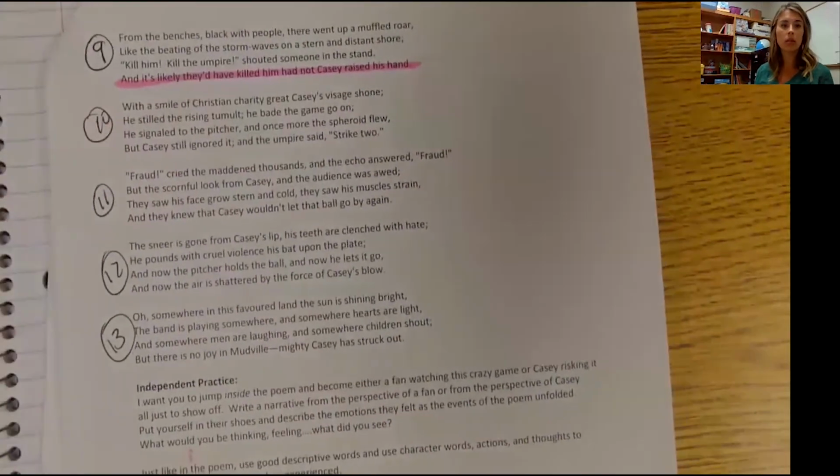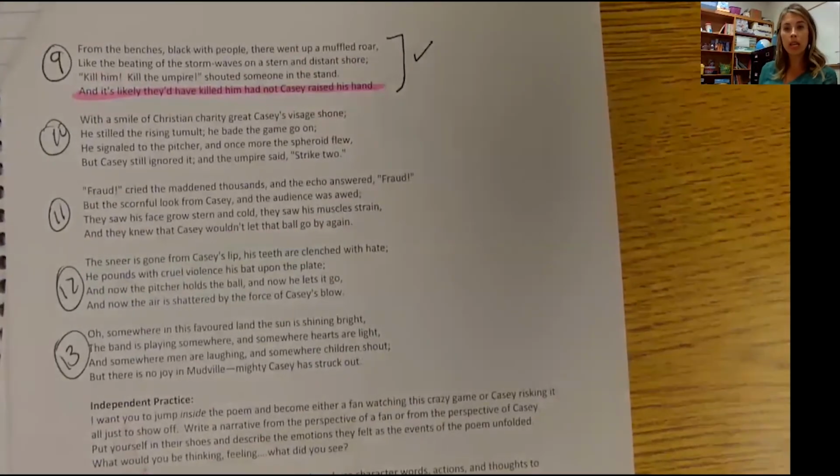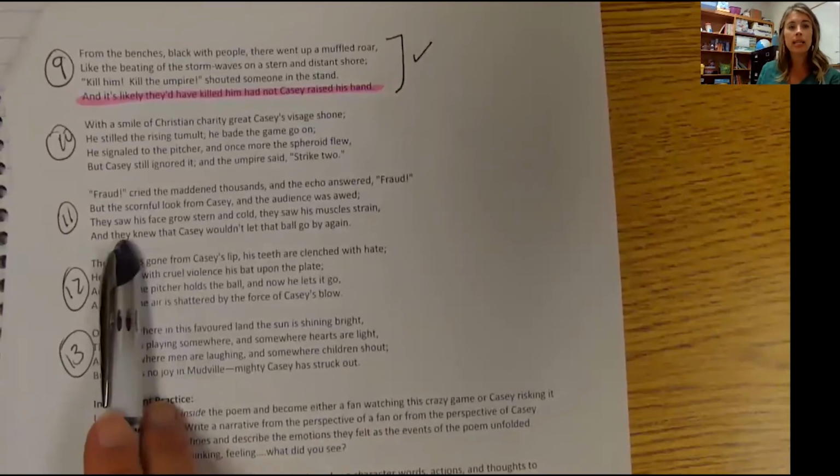Let's keep reading. Stanza 10. Check that stanza off. I've already analyzed and close read that one. Number 10. With a smile of Christian charity great, Casey's visage shone. He stilled the rising tumult. He bade the game go on. He signaled to the pitcher, and once more the sphere flew. But Casey still ignored it, and the umpire said, strike two. Fraud, cried the maddened thousands. Stanza 11. And he echoed, answered, fraud.